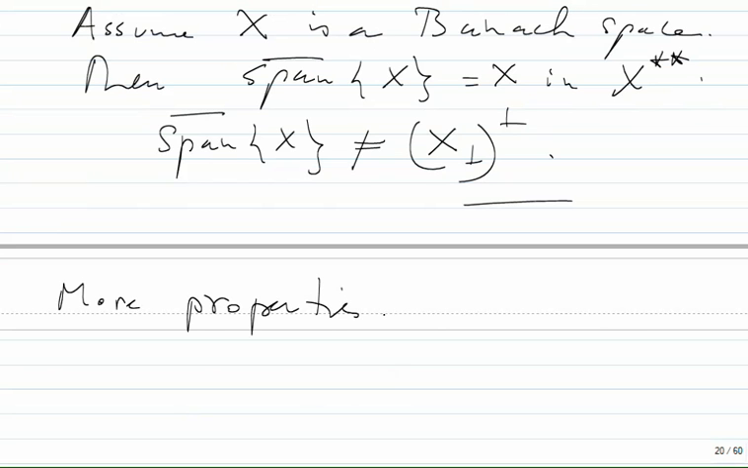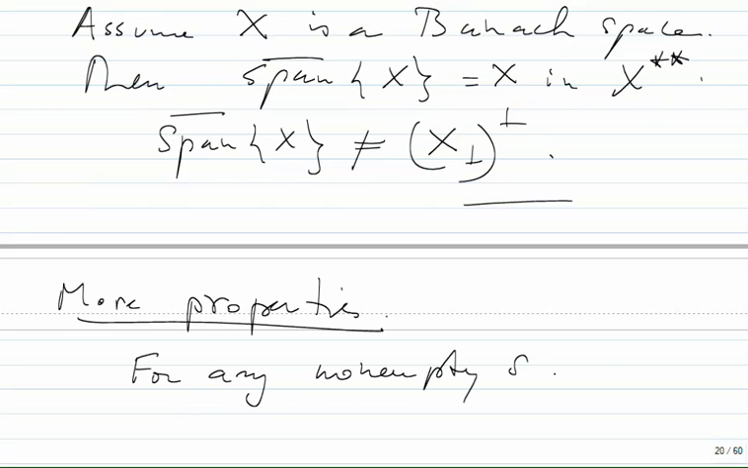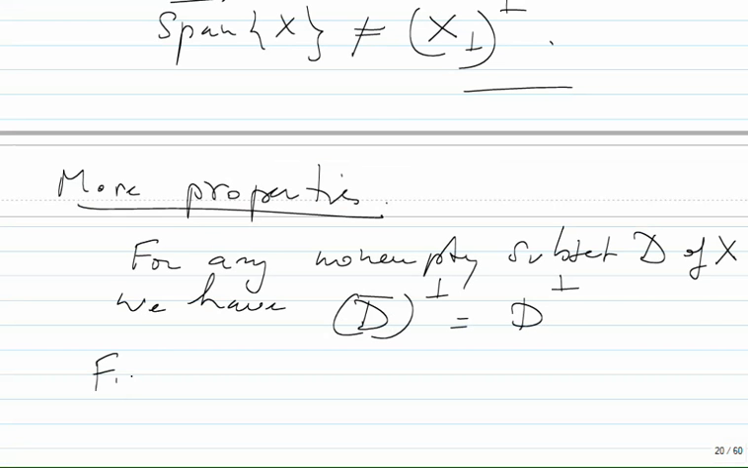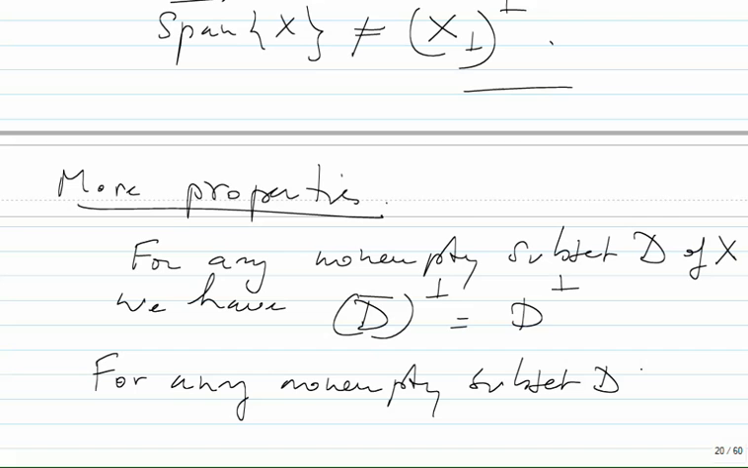Okay, we have, for any non-empty subset D of X, D bar orthogonal is the same as D orthogonal. Okay? And the same holds in X star for any non-empty subset D star of X star.